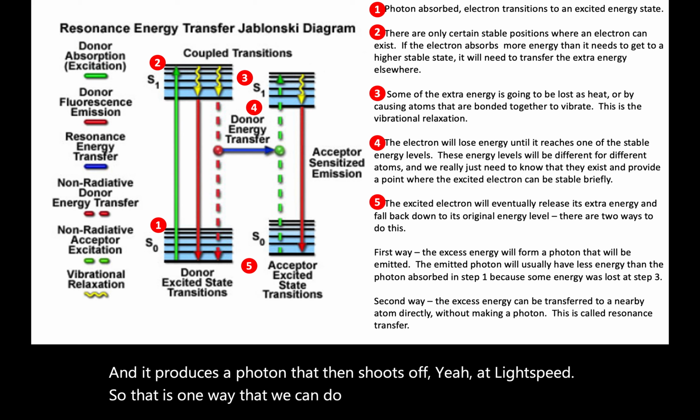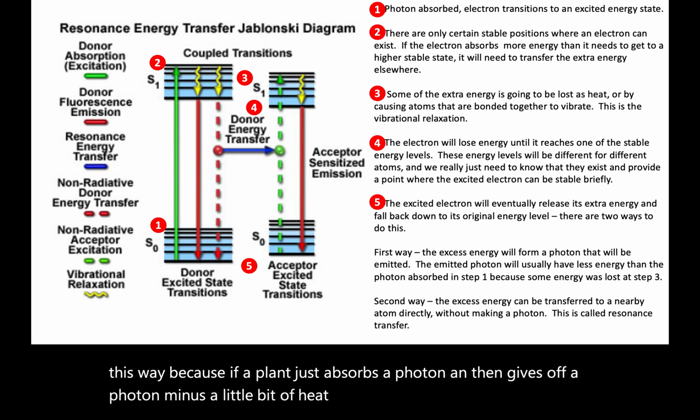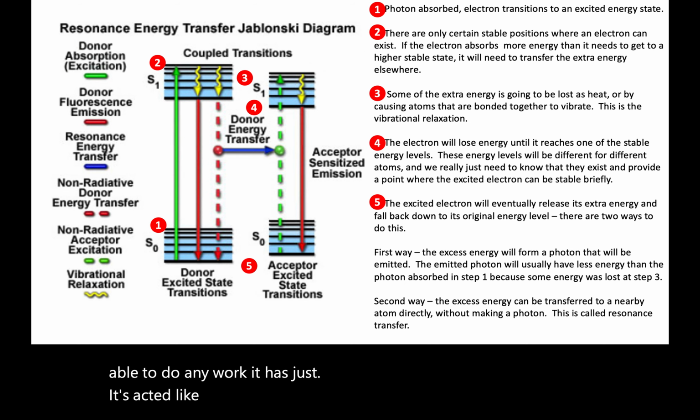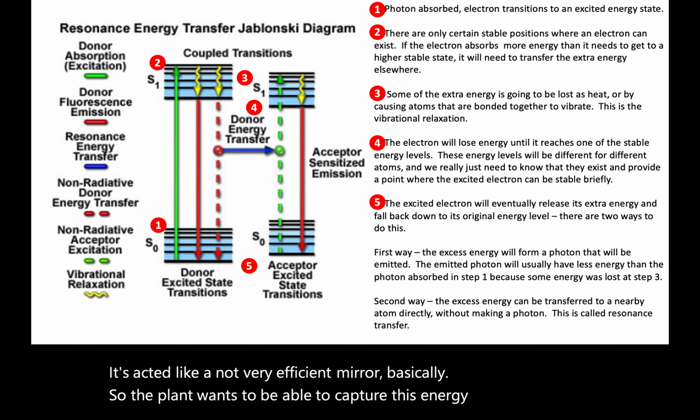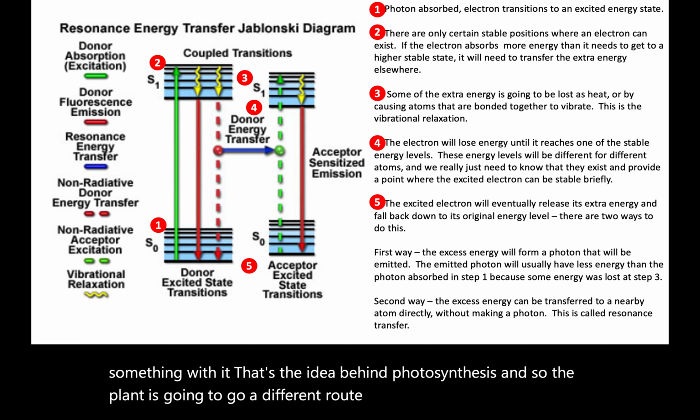But a plant doesn't want to do it this way, because if a plant just absorbs a photon and then gives off a photon minus a little bit of heat energy, then the plant hasn't been able to do any work. It has just acted like a not very efficient mirror, basically. So the plant wants to be able to capture this energy and do something with it. That's the idea behind photosynthesis. And so the plant is going to go a different route. The different route is called resonance transfer.